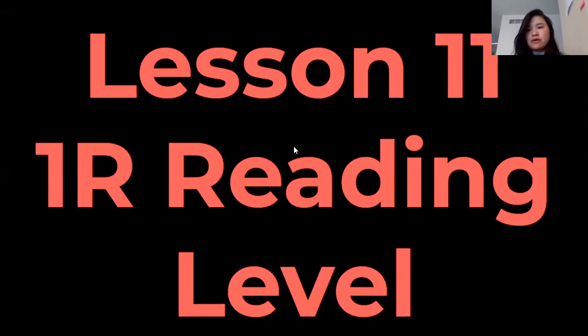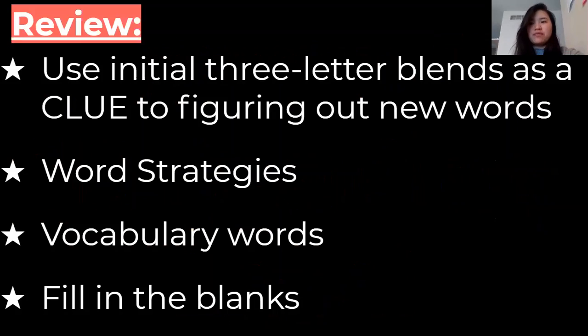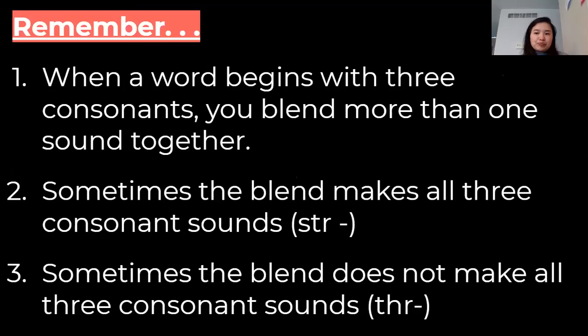Today what we're going to focus on is reviewing that you must use initial three-letter blends as a clue to figure out new words. Use word strategies if you come across a word that is unfamiliar to you. We're going to be looking over vocabulary words from Chapter 4 of Mr. Putter and Tabby. And we're also going to do a fill-in-the-blanks activity to sum up the whole entire review session for today.